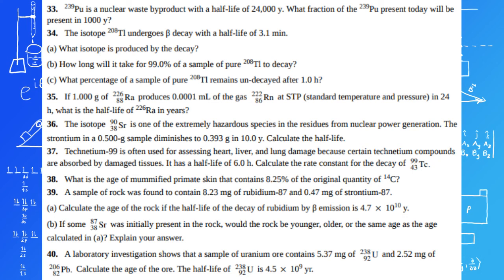39. A sample of rock was found to contain rubidium and strontium. Calculate the age of... Yeah, okay, we've done this stuff. 40. A lab investigation shows that a sample of uranium ore contains 5.37 milligrams of uranium-238 and 2.52 milligrams of lead-206. Calculate the age of the ore. The half-life of uranium-238 is 4.5 times 10 to the 9 years.